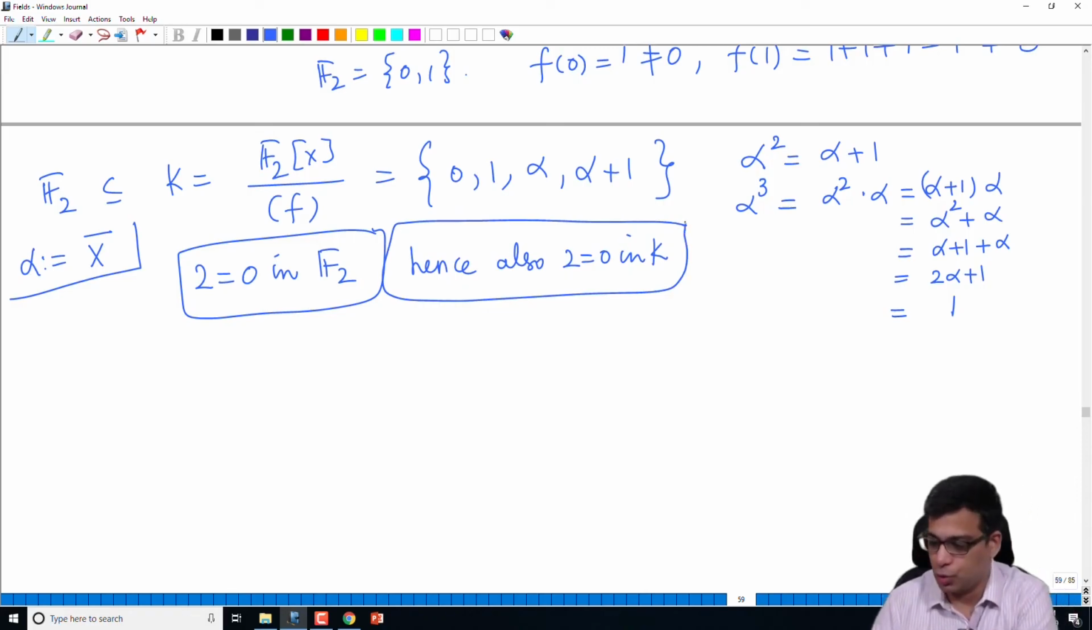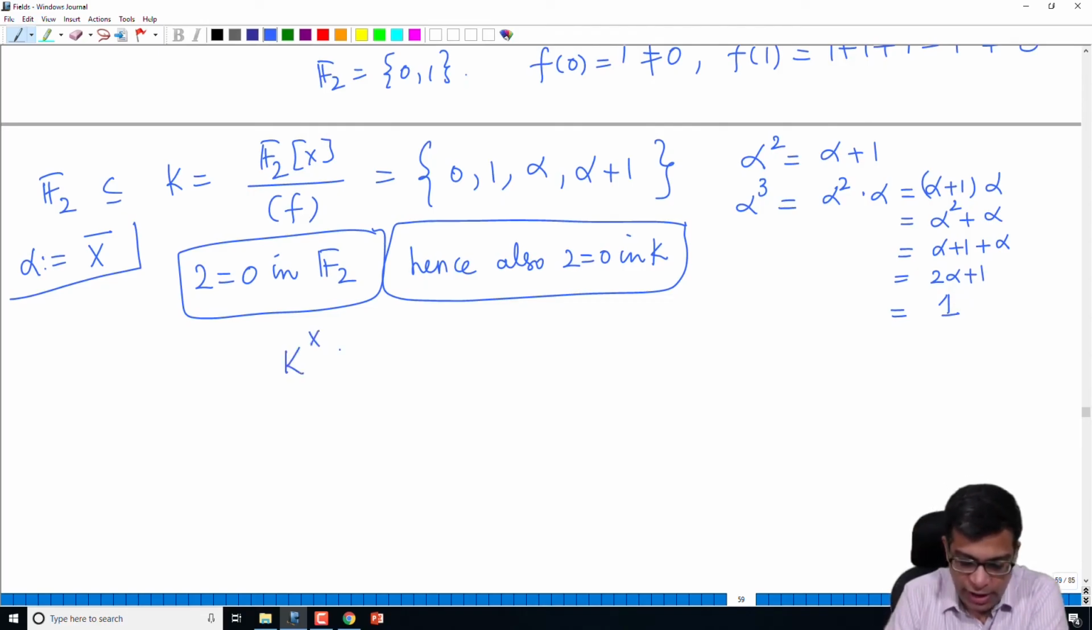Characteristic is the term we use for the generator of the kernel of the unique ring map from Z to F2. In F2's case, it is 2. So that means 2 is 0. So this becomes 1. So all powers of alpha are also here. Similarly, you can check that all powers of alpha plus 1 are also here.